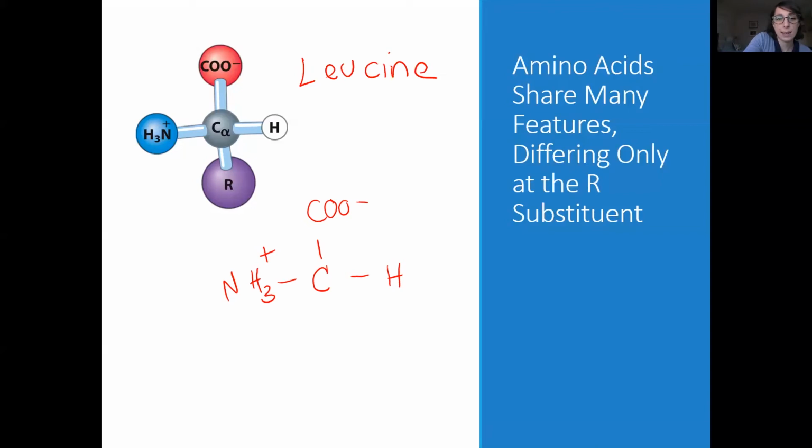This has a CH2, then a CH with a CH3 and a CH3. So notice this is like valine, except we've added an extra linker, an extra CH2 in between. And leucine's one-letter code is L.